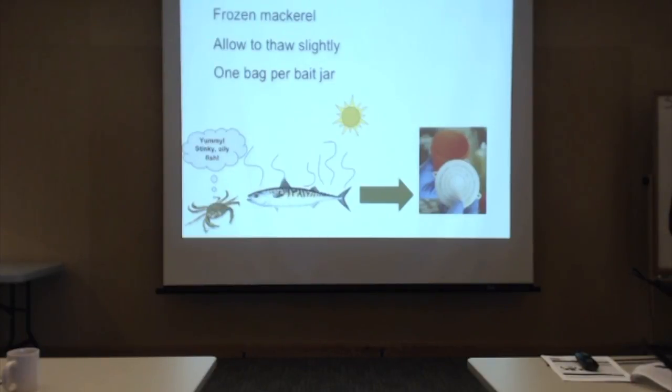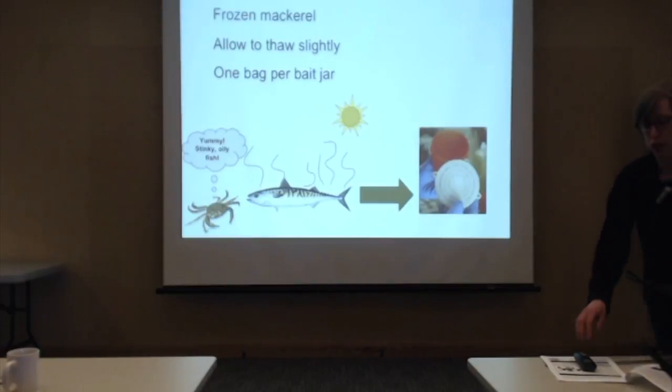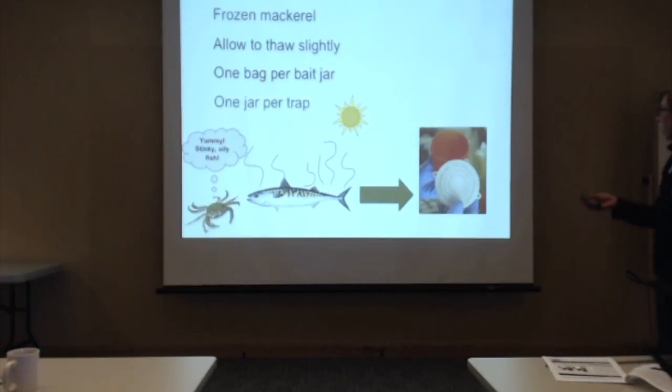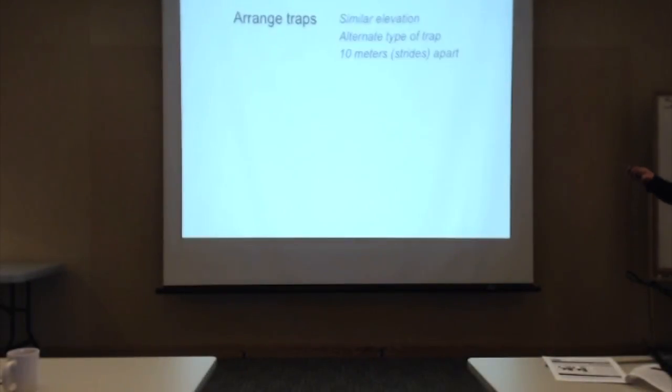The floating traps, oh, this is set up wrong, that's why. The clips at the top just get clipped shut like this, and we'll practice putting together the minnow traps as well. So 1 bait bag per jar, 1 jar per trap.